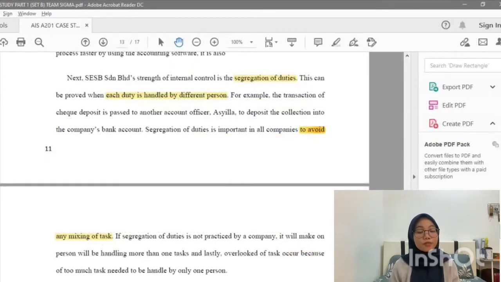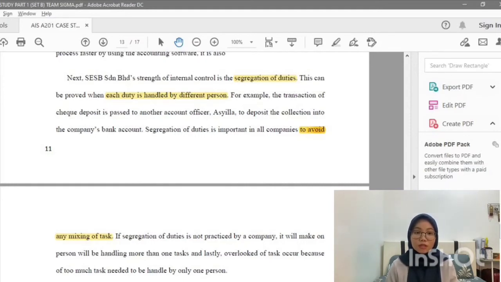Lastly, the strength of internal control procedures for SCSB is the segregation of duties. This can be seen when each duty is handled by a different person. By doing the segregation of duties, SCSB can avoid any missing tasks, any overlooked job, or anything that can arise in a company because only one person handles most of the jobs. So by doing the segregation of duties, this can avoid such a problem in a company.